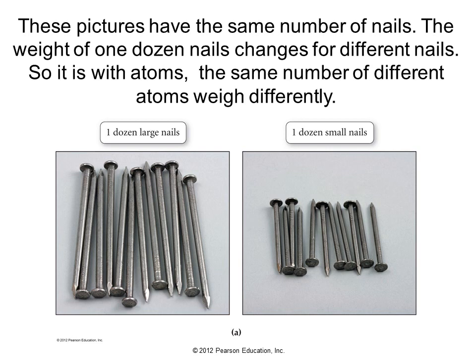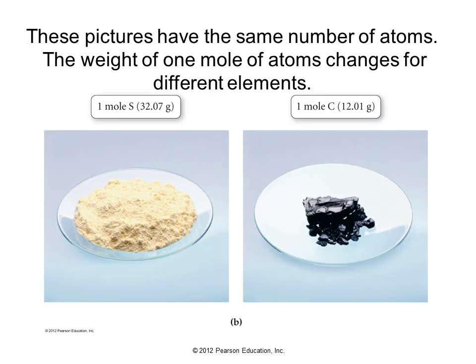The pictures here I've shown have the same number of nails, but the weight of 1 dozen nails is different, heavier for these than for the smaller one. So it is with atoms. The same number of atoms for different elements are going to weigh differently. For example, a mole of sulfur is 32 grams, pictured here. A mole of carbon is 12.01 grams.